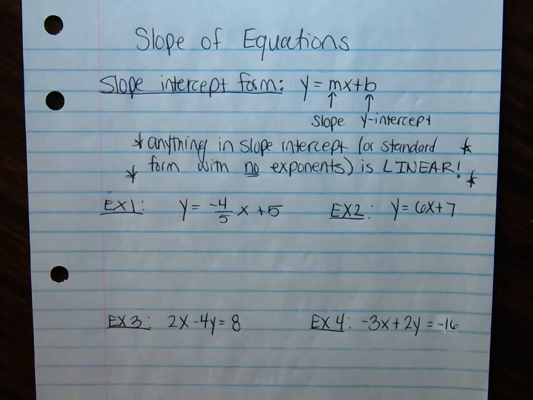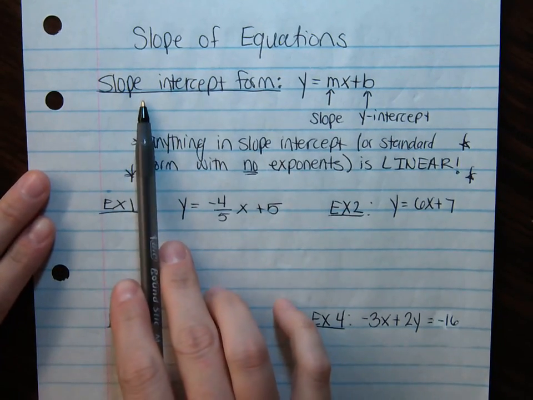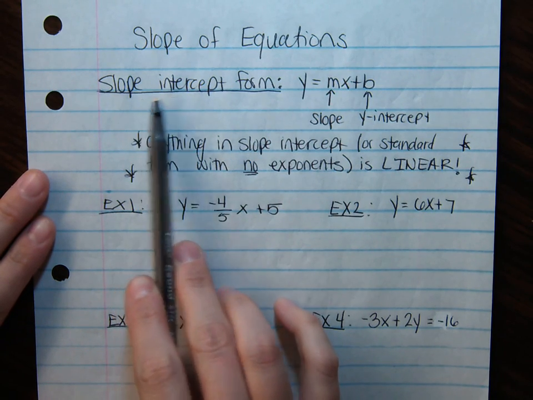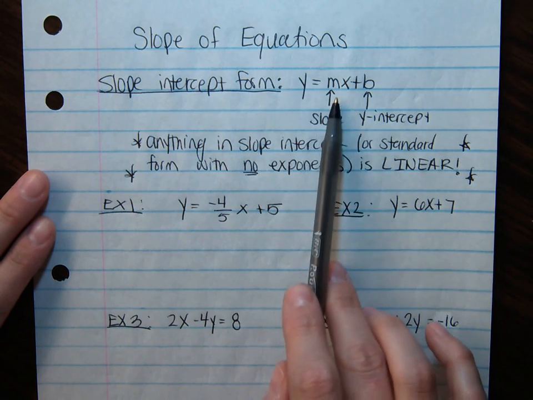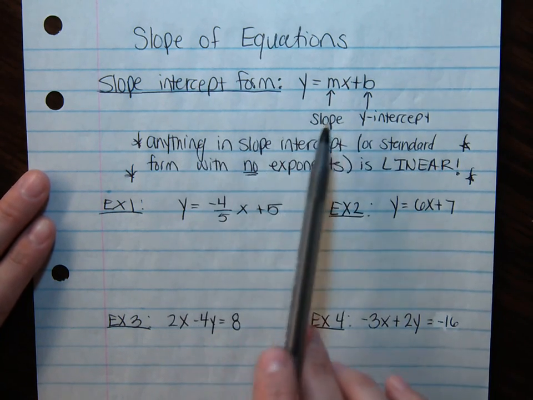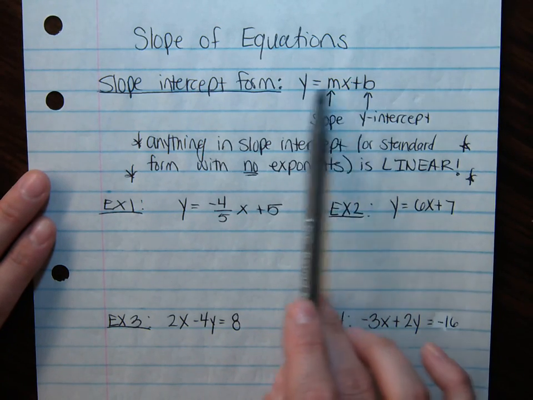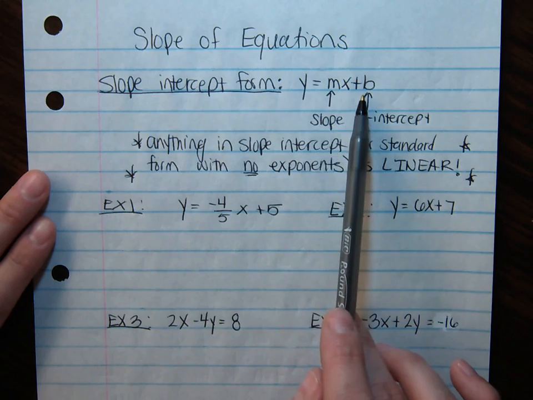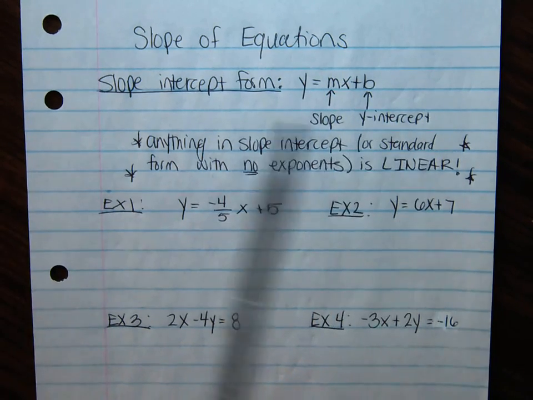Alright, we're going to go over how to determine the slope of equations. The first and very important thing that we need to remember is that slope-intercept form is y equals mx plus b, where m is your slope and b is your y-intercept. Also, if anything is in this y equals mx plus b form, or any form of this where it has no exponents, it's going to be linear. It's going to make a straight line.